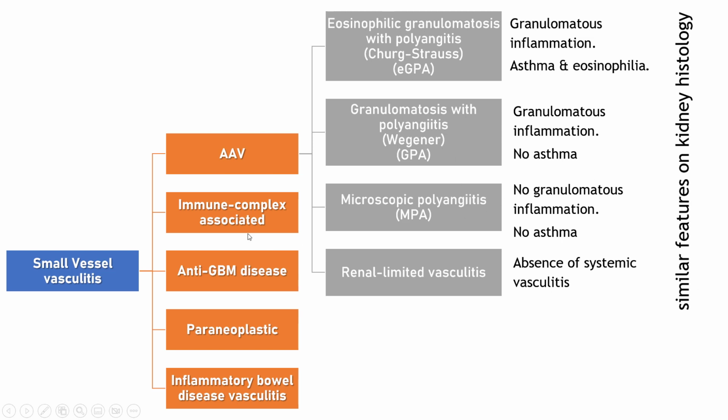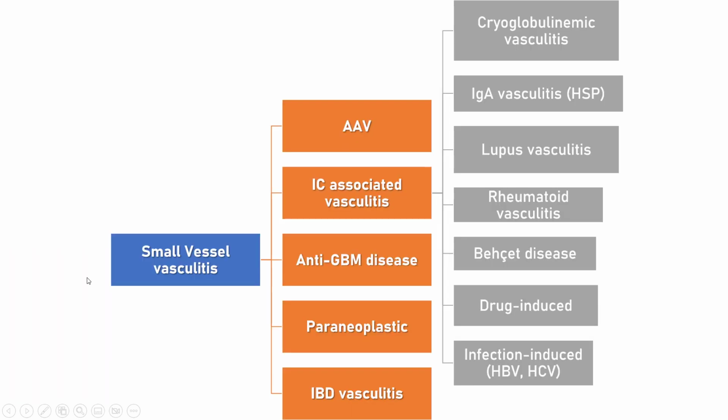on kidney histopathology. But remember that small vessel vasculitis is not only about ANCA-associated vasculitis. You could have immune complex associated vasculitis like cryoglobulinemic vasculitis, Henoch-Schönlein purpura, lupus vasculitis, rheumatoid vasculitis, vasculitis associated with Behçet disease, drug-induced or infection-induced or paraneoplastic vasculitis, or anti-GBM disease or IBD vasculitis, and you should have all these vasculitides in your mind when you have a case of a small vessel vasculitis.